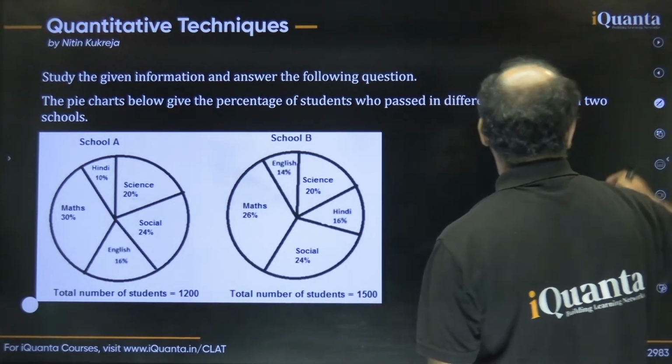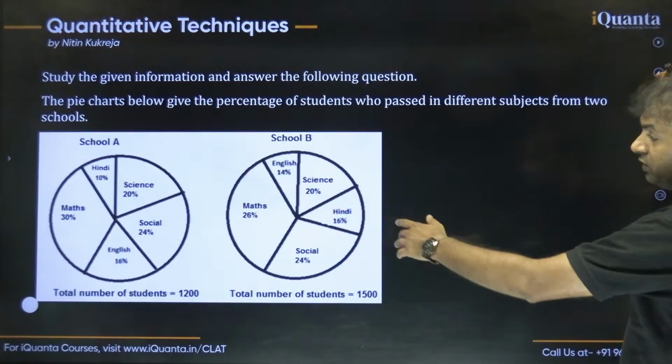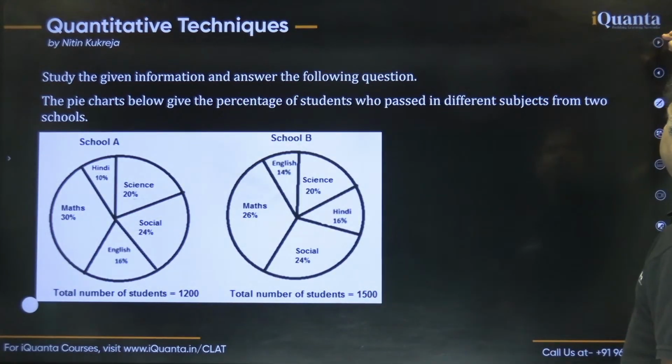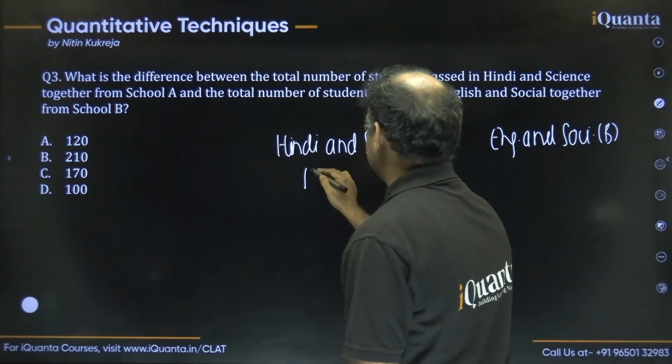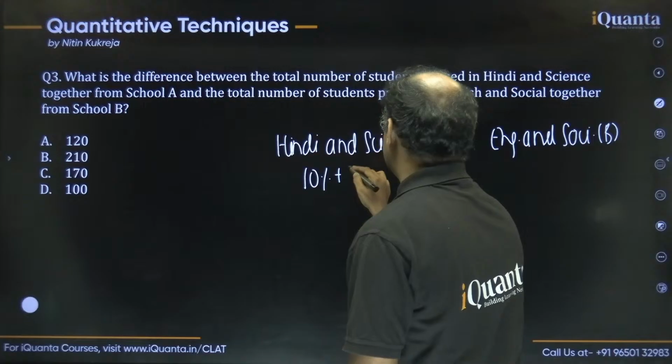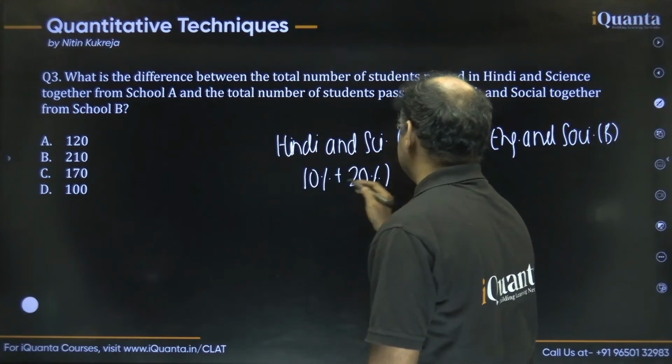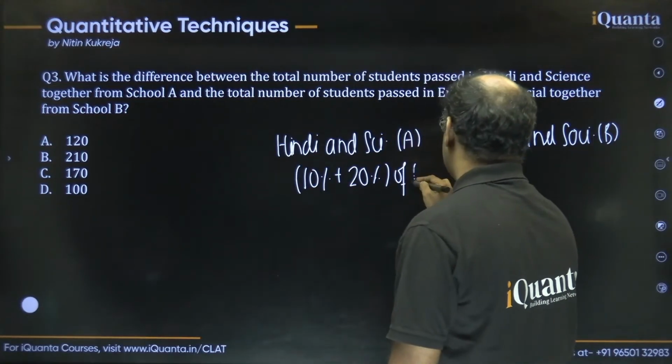Hindi plus Science is 30%, right? And the total students in school A are 1200, right? So 30% is of 1200, simple. This is like 10%, all right? This is like 20%, and the total students in school A are 1200, right?